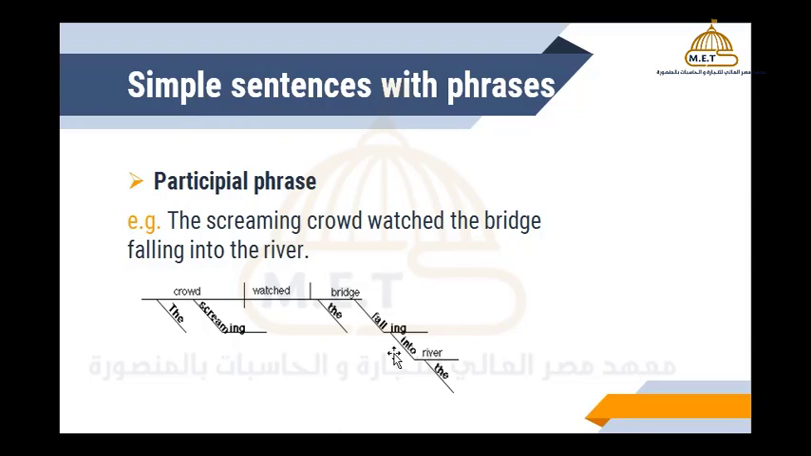crowd هي السubject, watched هي الverb, bridge الobject, the article بنحطها مايلة, screaming هي participle phrase فبنحطها بالشكل ده, the article بنحطها بنفس الشكل المايل, falling هي participle فبنحطها مايلة برضو, into هي preposition حرف الجر, والriver هو object of preposition فبيبقى تحتها, وذا article بيصف للriver فبنحطها تحت الriver بشكل ما.